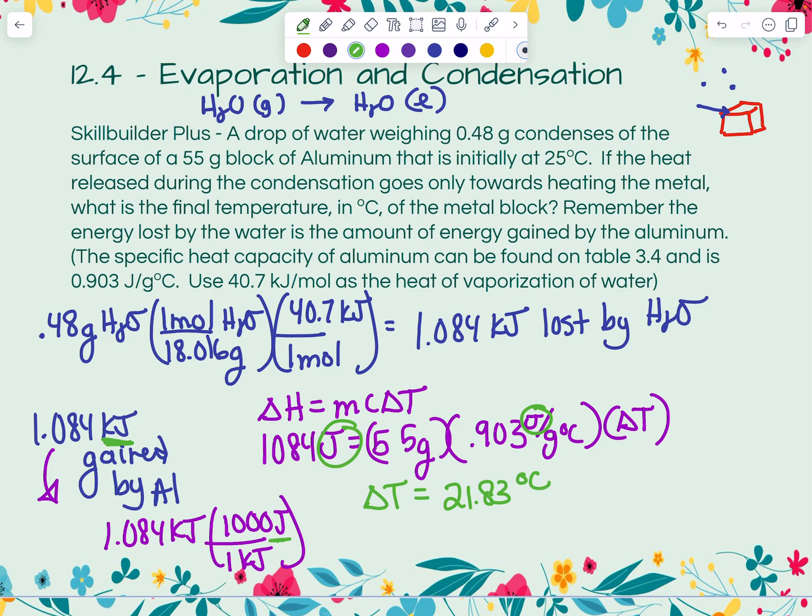That is the amount of temperature change from the energy that's gained by the aluminum. So I know that I need to add that to the starting temperature, which was 25 degrees Celsius. When I add those two together, I get 46.8 or 47 degrees Celsius as the final temperature of the aluminum. The aluminum will gain heat as the water loses heat energy.